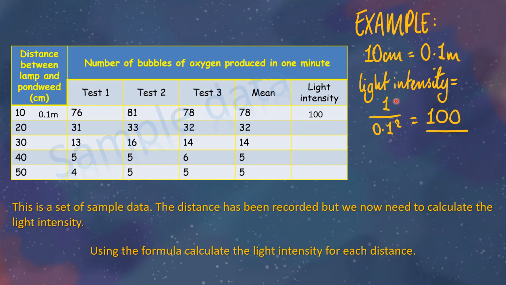And then for light intensity, you should have this written down in your book. It's 1 divided by distance squared. So we've got 1 divided by 0.1 squared equals 100. So the light intensity for the first one is 100. Now I want you to try the rest for yourself, please. So pause the video here and I'll put the answers up in 5 seconds.